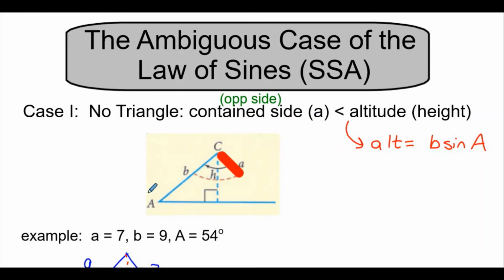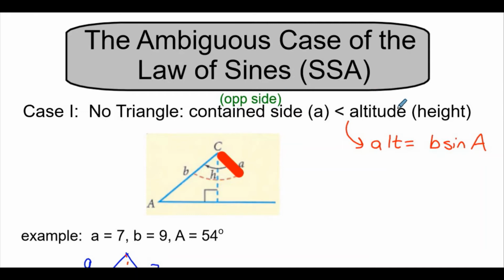I mean, this could be x, and then the contained side would be x, and the altitude would then be x. So my advice is to understand what an altitude is, what an opposite side is, what a contained side is. But if that contained side is less than the altitude, you have no triangle.